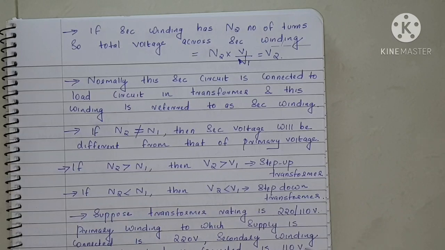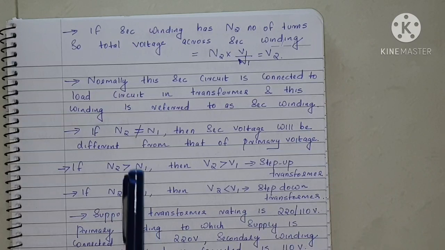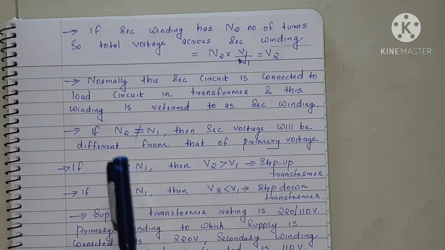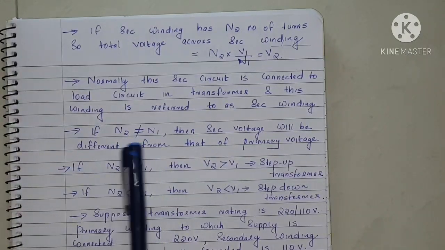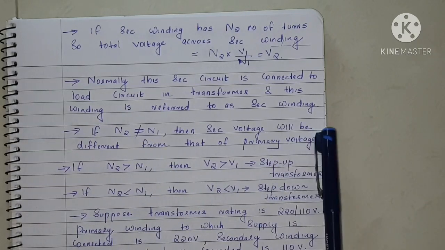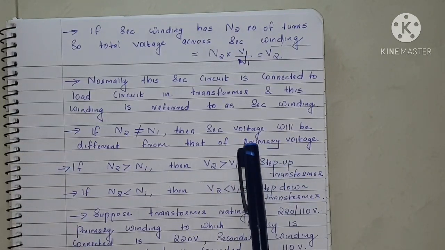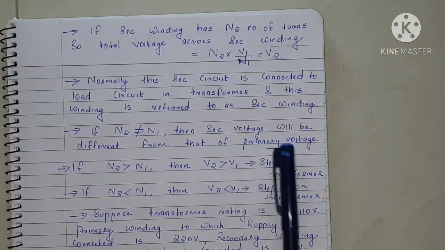Normally, this secondary circuit is connected to the load circuit in the transformer, and the winding to which the load is connected is known as the secondary winding. If N2 is not equal to N1, that is, the number of turns in the secondary is not equal to the number of turns in the primary, then the secondary voltage will also be different from the primary voltage, that is, V2 is not equal to V1.